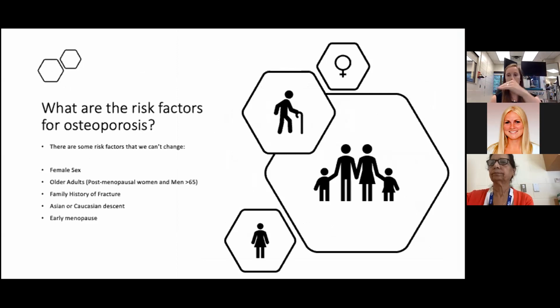Because if you remember that graph, even though men don't have that dip, they still do have a steady decline. Also a family history of fracture, especially a hip fracture, if they're of Asian or Caucasian descent, and early menopause, which means menopause earlier than the age of 45.